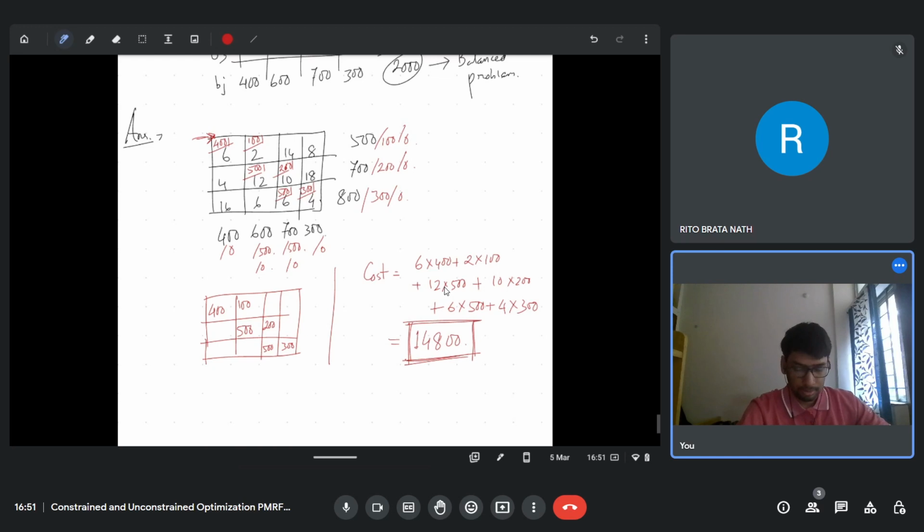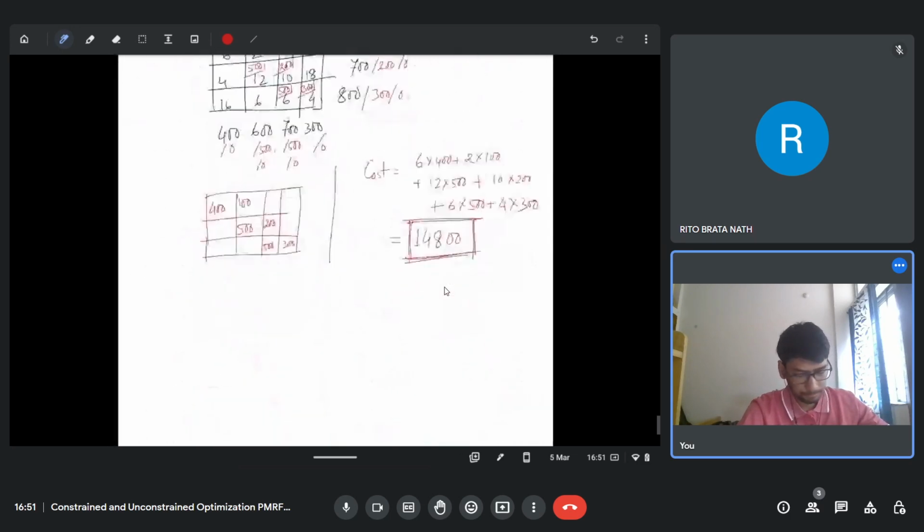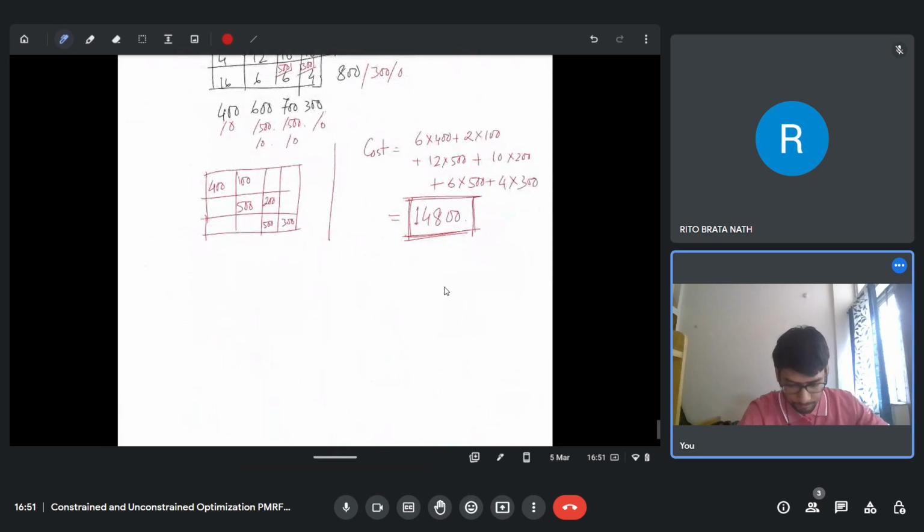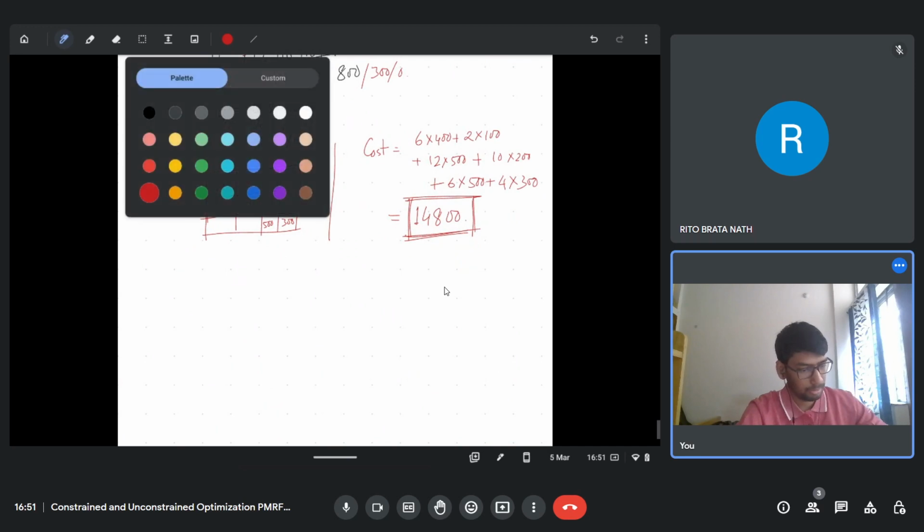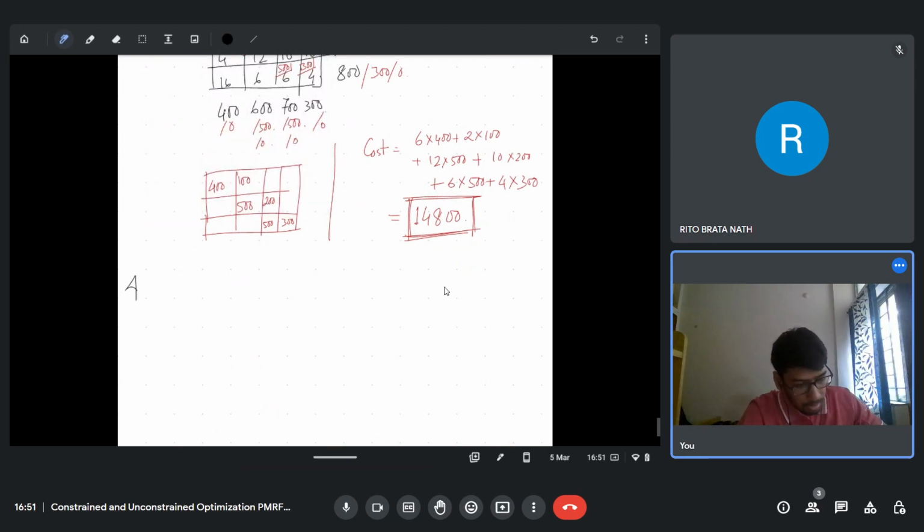And finally, the last method that I wanted to discuss today is the matrix minima method. So let's solve the same problem again. Let me write down the problem. Okay, so find the cost of initial BFS by matrix minima method.